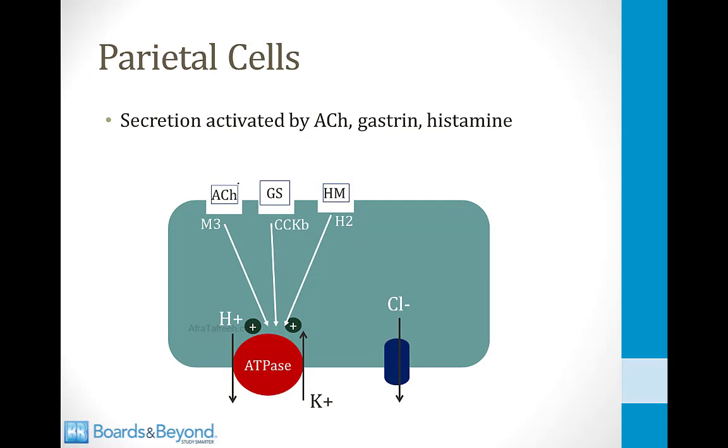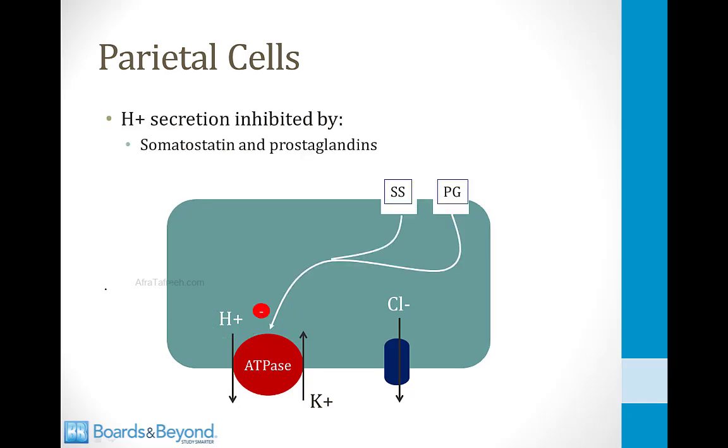Now let's go back to the parietal cells and talk about exactly how those different substances stimulate secretion of hydrochloric acid. So acetylcholine binds to the M3 receptors, as I told you before. Gastrin binds to the CCKB receptor, and histamine binds to H2 receptors. And all of these stimuli of parietal cells directly activate the ATPase to secrete more H+ ions into the lumen of the GI tract. There are two naturally occurring substances which can inhibit the parietal cell secretion of hydrochloric acid. Those are somatostatin and prostaglandins. I talk about somatostatin in the module on GI hormones, and somatostatin and prostaglandins both bind to receptors and then inhibit the H+ secretion by the ATPase pump.